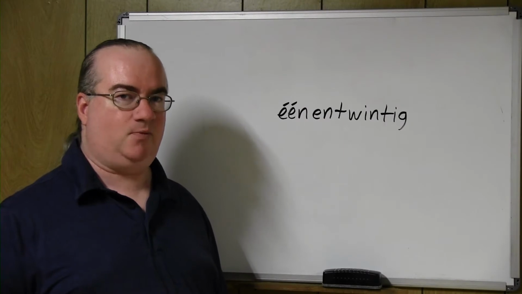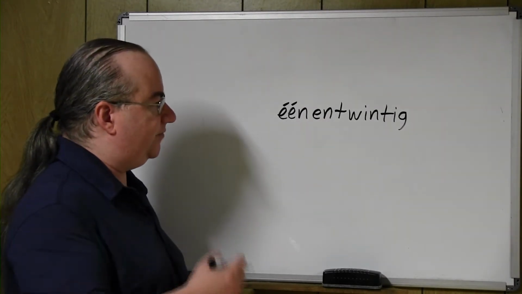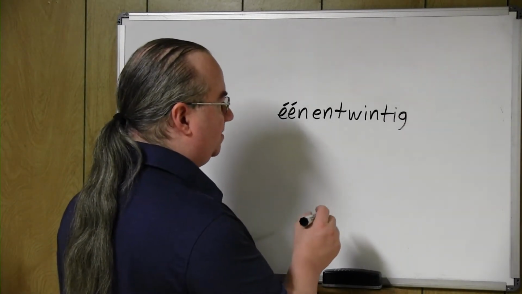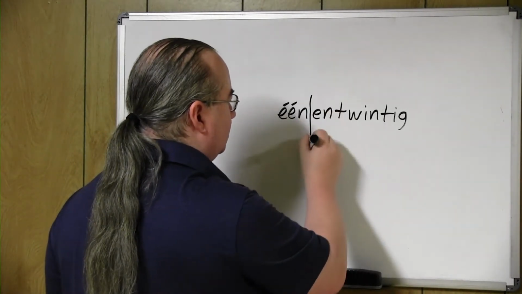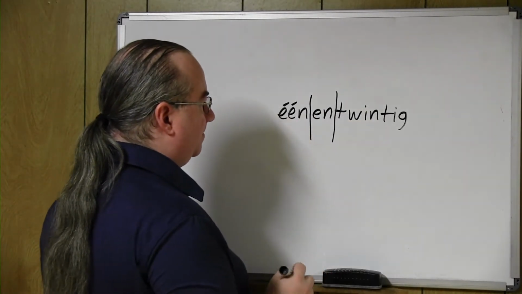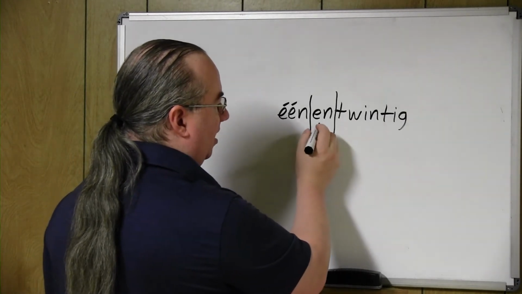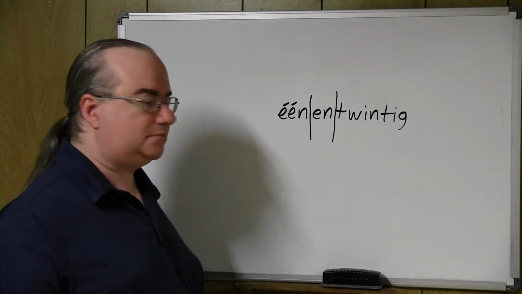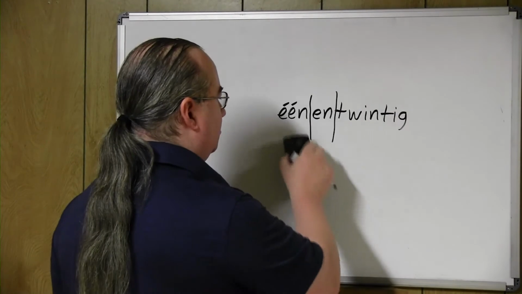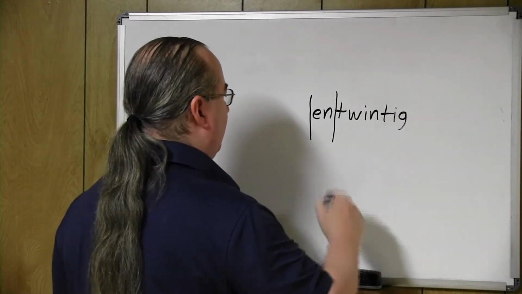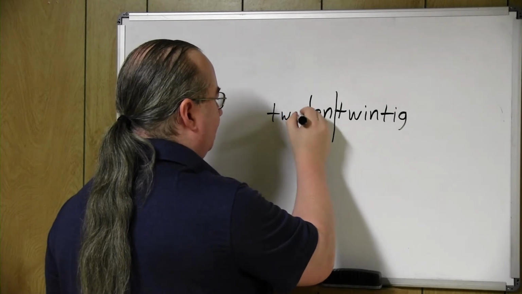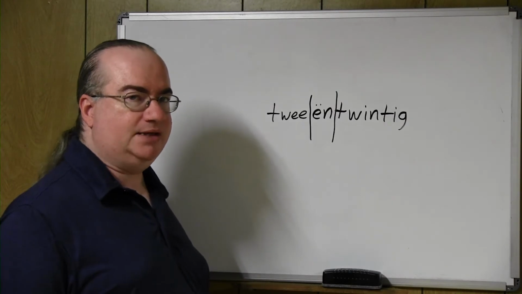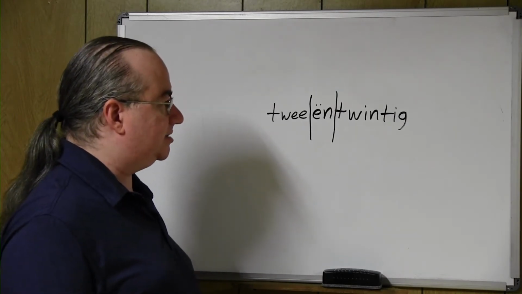If I wanted to say 21, this is how I would say it. Now, this word looks kind of difficult, but it's actually 3 different words put together. And if I put some little lines here, you can see where they separate. This is een en twintig. 1 and 20. If I wanted to say 22, then I would say tweeëntwintig, for 2 and 20.